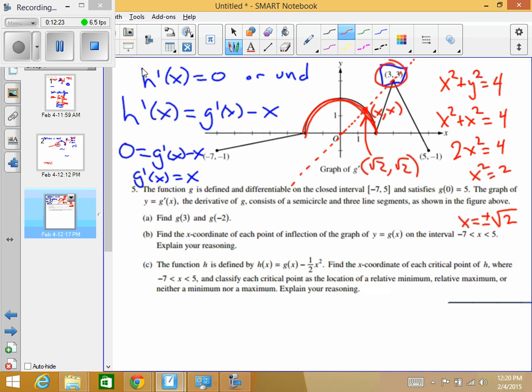So what we just did was we found two places where the derivative of g was equal to x, or in other words, the x and y coordinates were the same on g prime of x.